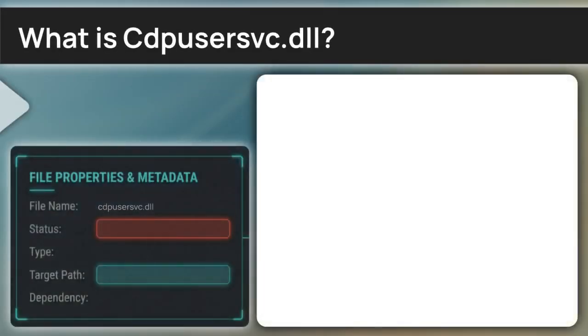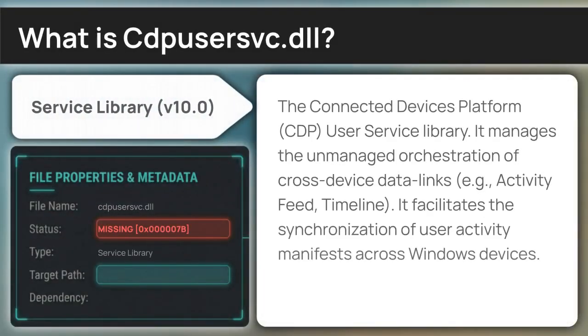This is the cdpusersvc, the Connected Devices Platform CDP User Service Library. It manages the unmanaged orchestration of cross-device data links, e.g., activity feed timeline. It facilitates the synchronization of user activity manifests across Windows devices.